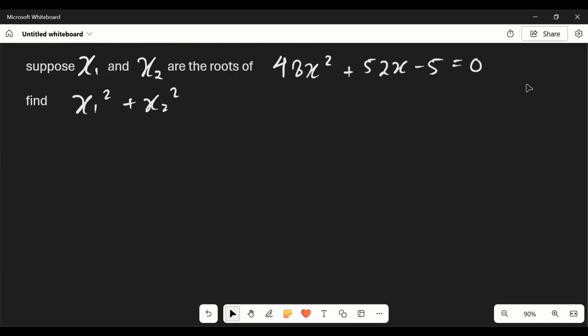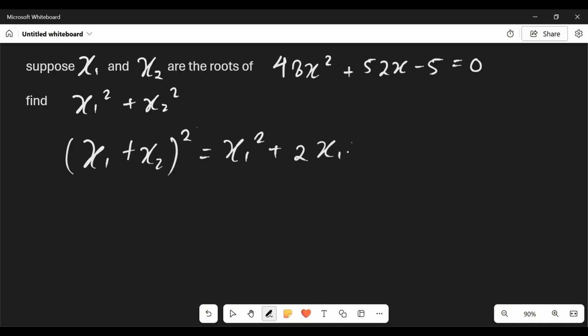Suppose x1 and x2 are the roots of this monstrous looking quadratic equation, and we want to know what x1 squared plus x2 squared is. In algebra, we know that (x1 + x2) all squared is equal to x1 squared plus 2 x1 times x2 plus x2 squared.